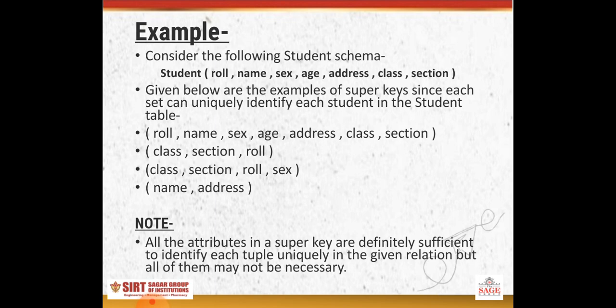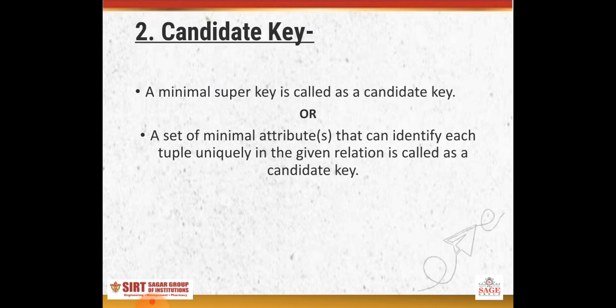Given below are the examples of super key. Since each set can uniquely identify each student in a student table, roll number, name, age, sex, address, class, and section can be a super key. Class, section, roll number is also a super key. Class, section, roll number, and sex is also a super key. Name and address is also a super key. Note, all attributes in a super key are definitely sufficient to identify each tuple uniquely in a given relation, but all of them may not be necessary.